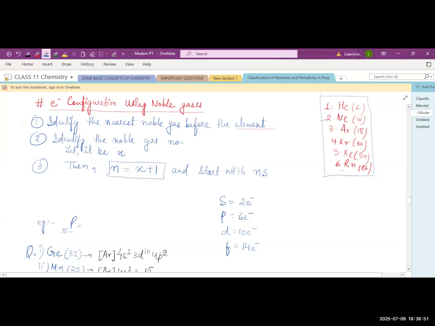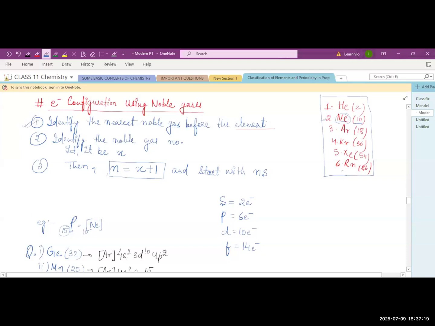So the first step will always be to identify the nearest noble gas before that element. In this case, it's phosphorus. What is the nearest noble gas? It's 15, so 15 से पहले कौन सा noble gas है? It's 10, it's neon. So just write down neon. What is the atomic number of neon? It's 10. Now the first step is done.